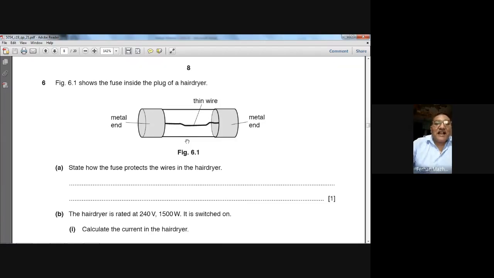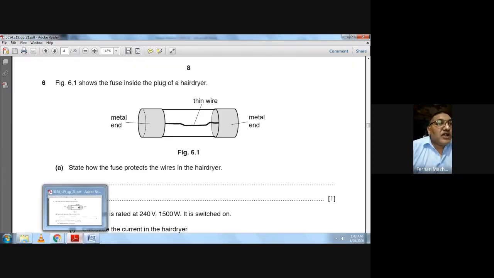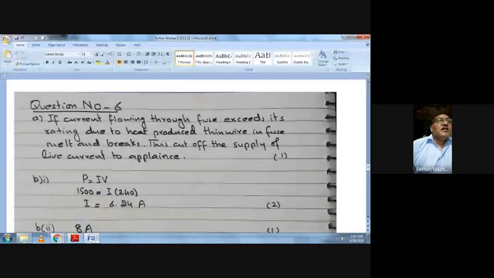When this thin wire melts, this wire breaks, the circuit is broken, and the supply of the live current to the hair dryer is cut off. So if the current exceeds the certain limit, the fuse will blow and it will protect your hair dryer from burning or damage. I have written this answer also.